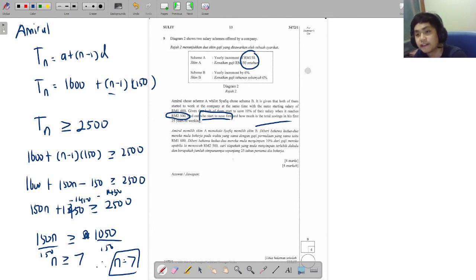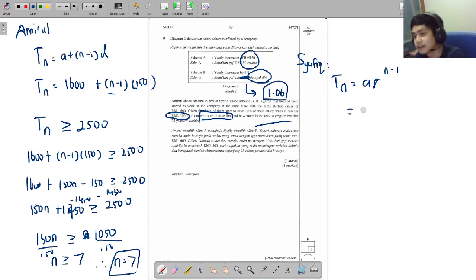So now for Shafiq. I'll just write here. Hopefully I don't block it. I think this should be enough space. So for Shafiq, yearly increment by 6%. This seems to me more like a geometric progression because his amount of money increases 6% every year. 6% can be written as 1.06. So his starting income is 1,006 and his r is 1.06 to the power of n minus 1. Again, I need to find out when he reaches 2,500, right?